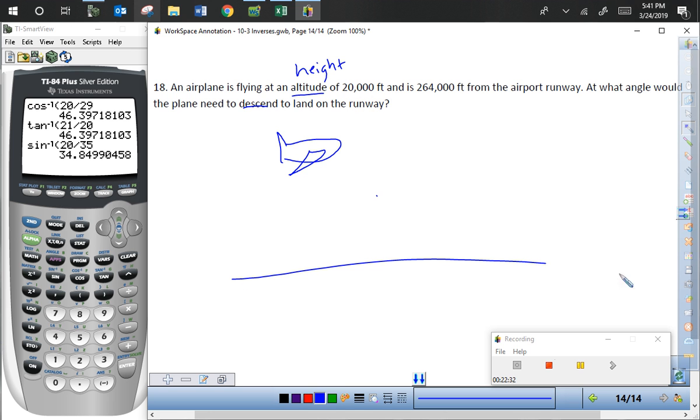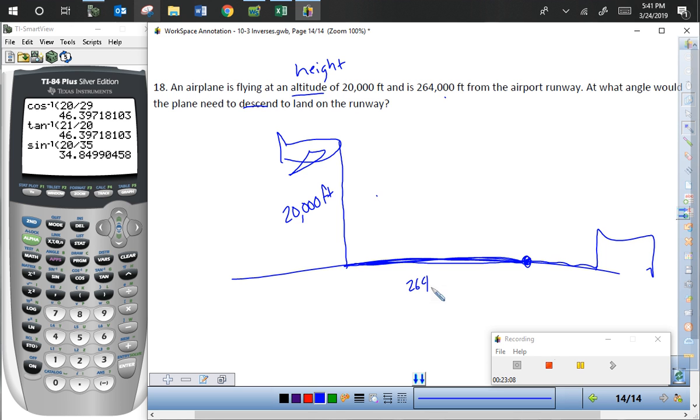Okay, so we need to draw a ground because this time our plane is in the air, and specifically it's 20,000 feet in the air. So from the ground up, we've got 20,000 feet. All right. Then it says it's 264,000 feet away from the airport runway. Okay, so here's our airport, but we've got this runway that we want to land on. So that's really the distance that we're going. And it says this distance on the ground, this distance away, is 264,000 feet.